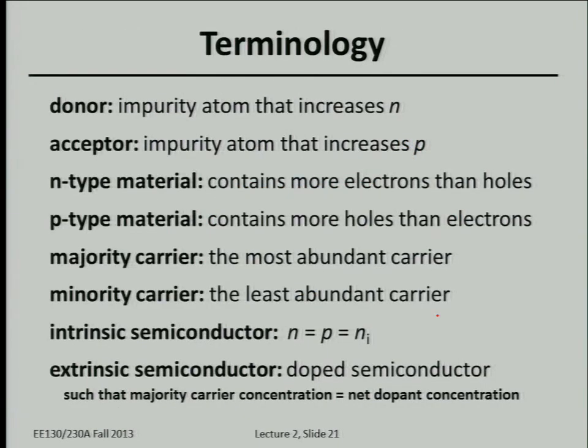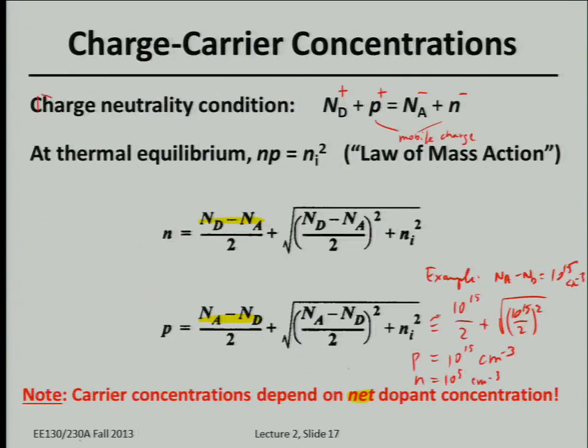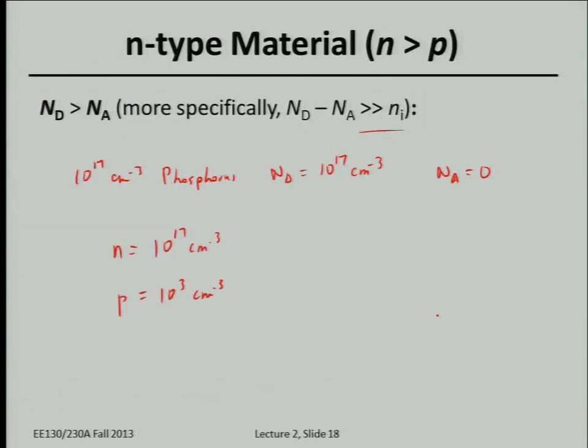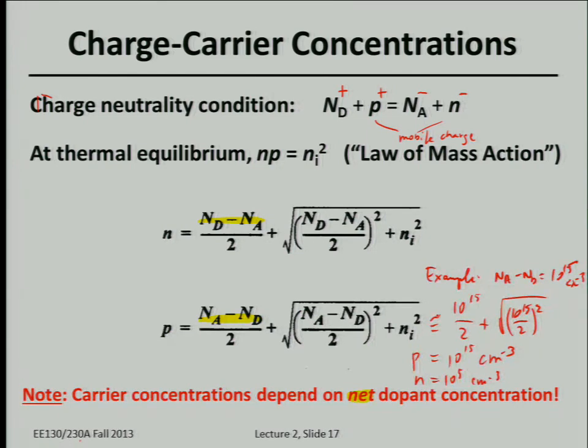This is a summary of the terminology. Donors, acceptors. N-type means predominantly negatively charged mobile carriers, and P-type means predominantly positively charged mobile carriers, or holes. Remember in the simple example here, there's a huge difference in concentration between electrons and holes, so electrons are the majority carriers and holes are minority carriers. In the previous example, electrons are the minority carriers and holes are the majority carriers.